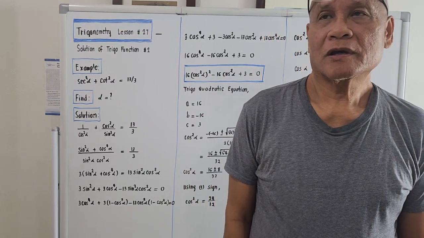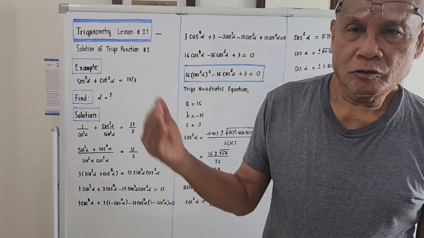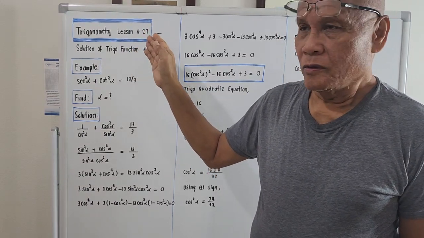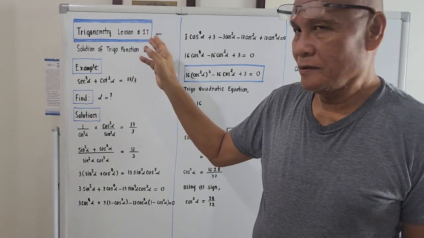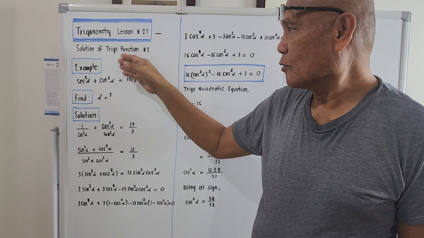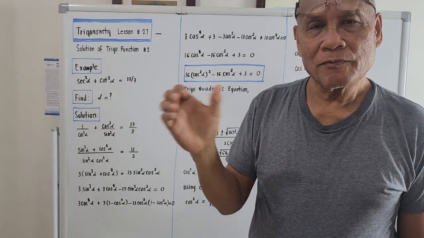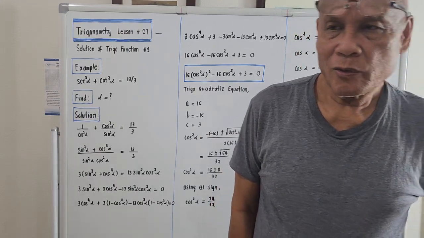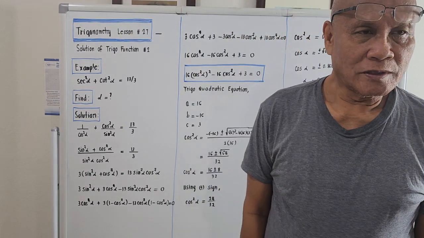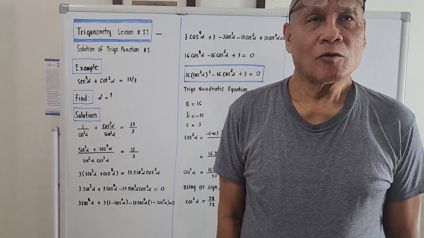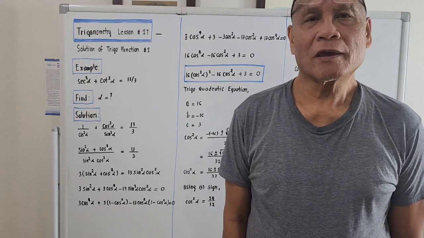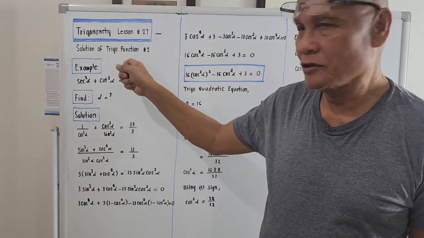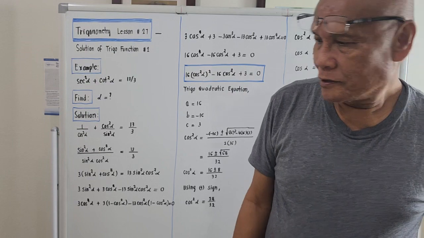Okay, my topic for this morning will be a continuation of my trigonometry, and we are now on lesson number 27, and the title of the topic is Solution of Trigo Functions. This will be example number 2 on the so-called solution of Trigo functions, because the next time around, we will be discussing Trigo functions involving double angles. So for tonight, let's finish the solution of a Trigo function, and this will now be example number 2. Okay, let's proceed.